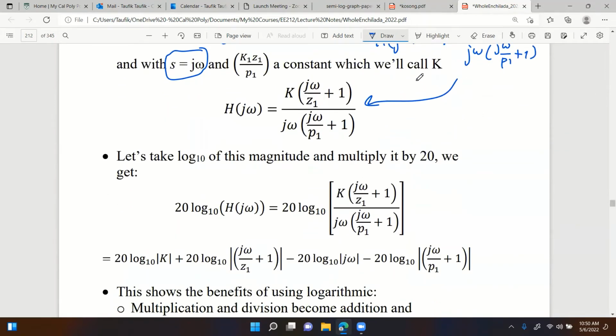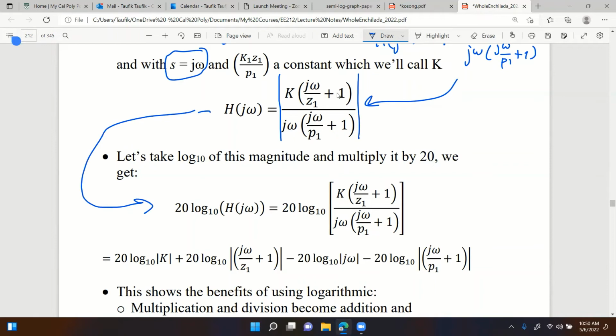Now, for Bode plots, remember we use dB. We don't use the actual gain, right? We use dB. So how do you use dB? You take 20 log of the gain. So if these are the gains, you change it to the gain function, then you have to take 20 log of this in order to get the gain plot. That's what I did right here, from here to here.